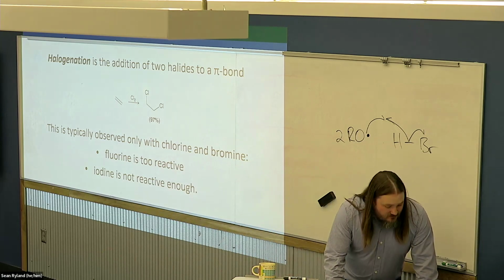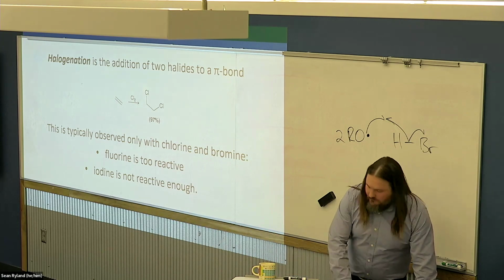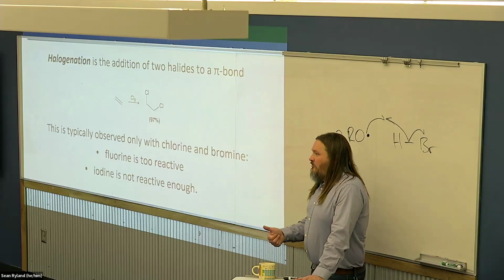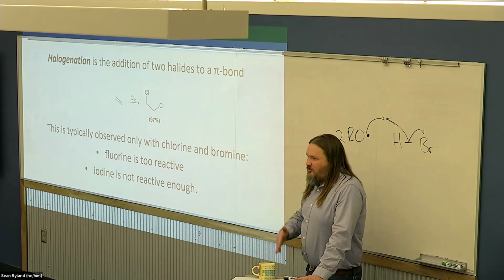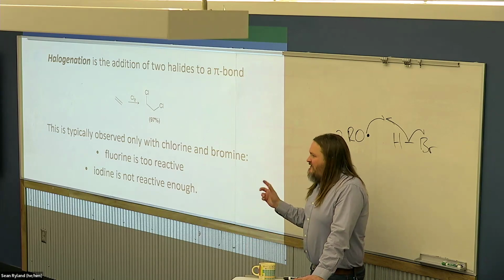All right. How about we look at halogenation? So, we had hydrobromination, or hydrohalogenation, which is adding hydrogen to one side and halogen to the other side. Mostly HBr, but also HCl to some extent.